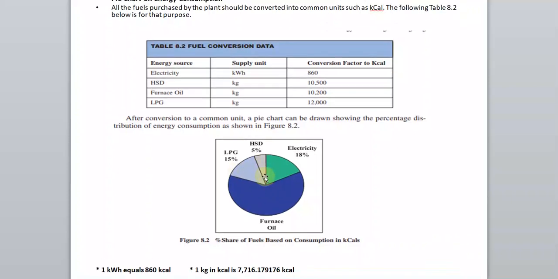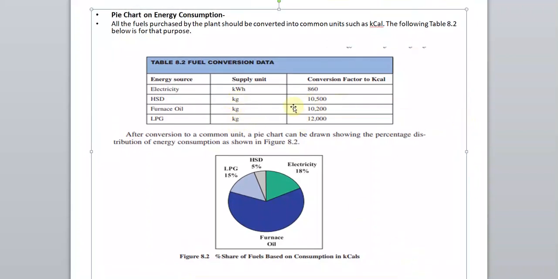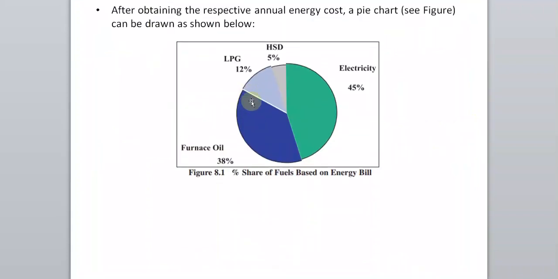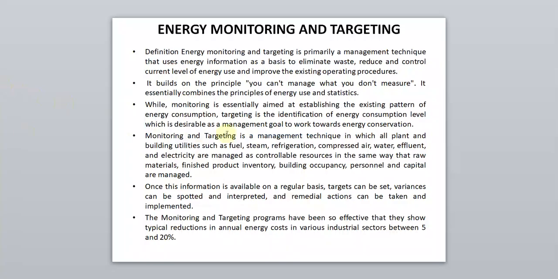I have already written here, 1 kilowatt hour equals 860 kilocalorie, and 1 kg is 7,777. This is the conversion rate for kilocalorie. So this is the universal kg to kilocalorie conversion, and the kilocalorie conversion depends upon the type of fuel. So this is important data, and this is the data information analysis part for energy monitoring.